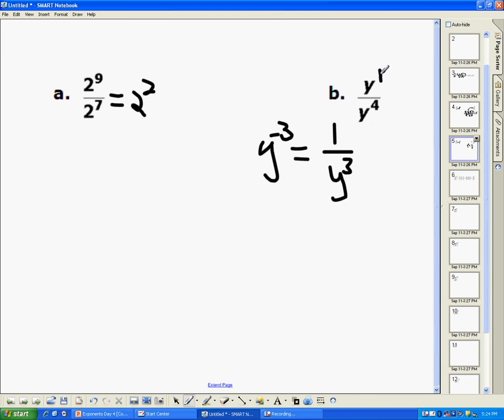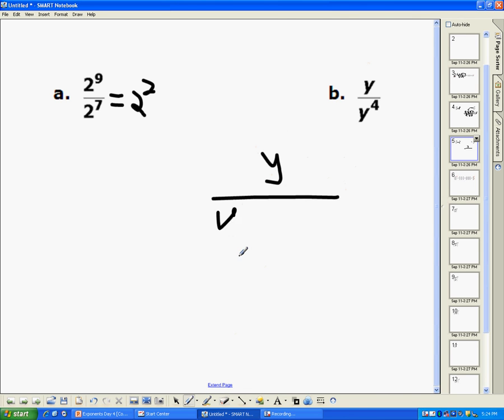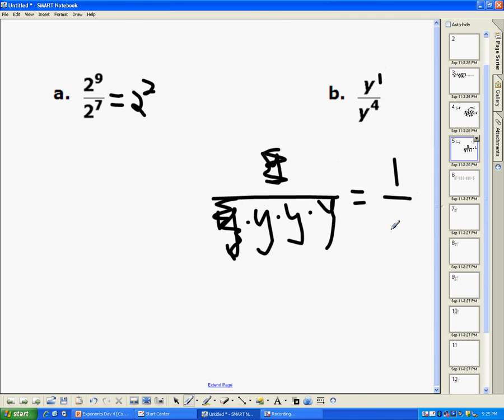Now, if this confuses you, what I like to do is write it out in expanded form. I have y over y times y times y times y. When I do that, I cross out my common y's, and I end up with 3 y's on the bottom, so you have 3 more y's on the bottom than you do on the top. That's another reason this simplifies to 1 over y cubed.